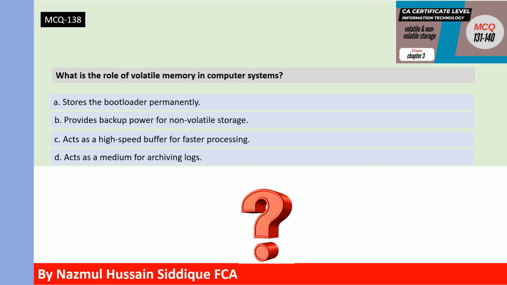What is the role of volatile memory? Option A, stores the bootloader permanently. Option B, provides backup power for non-volatile storage. Option C, acts as a high-speed buffer for faster processing. Option D, acts as a medium for archiving logs. The correct answer is C, acts as a high-speed buffer for faster processing. Volatile memory in computer systems usually acts as a high-speed buffer for faster processing, and that is the role of volatile memory.